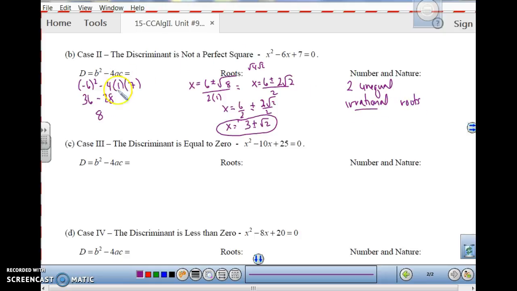So when your discriminant is a rational number that's not a perfect square, then you're going to have 2 unequal irrational roots. When it was a perfect square, you're going to have 2 rational roots.